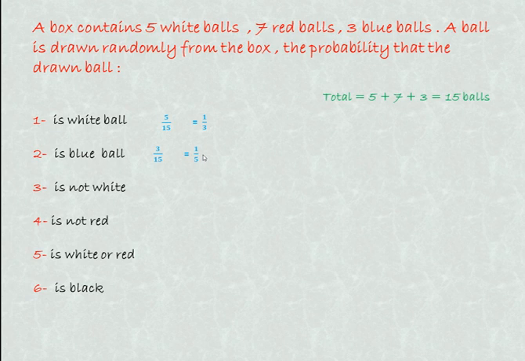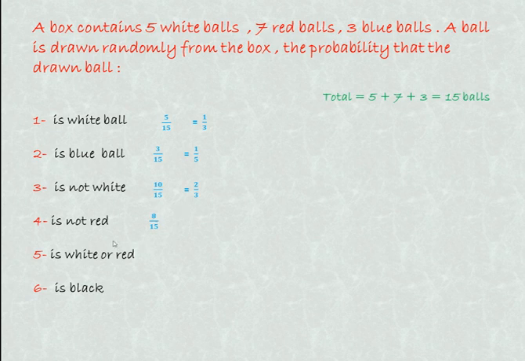By simplifying, 1 over 5. Not white: not white, then maybe red or blue. By adding blue and red we get 10 over 15. By simplifying we get 2 over 3. Not red, then maybe white or blue. Then 5 plus 3 will be 8 over 15. By simplifying, nothing, because the numerator is even and the denominator is odd, there is no common number between them.